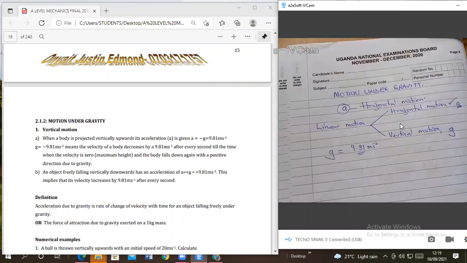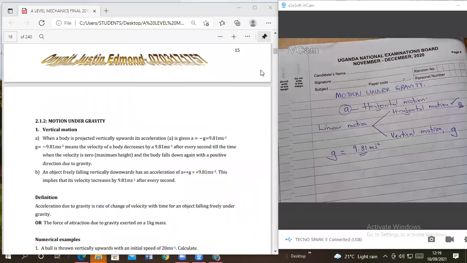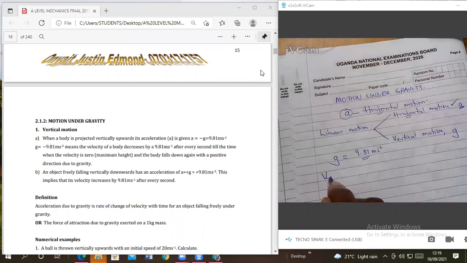So I wanted just to show you that so that we don't waste a lot of time pressing those values. Those values are already in our calculator. So let's start with the vertical motion, under the subheading vertical motion.